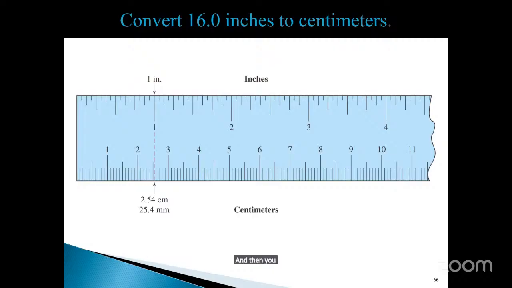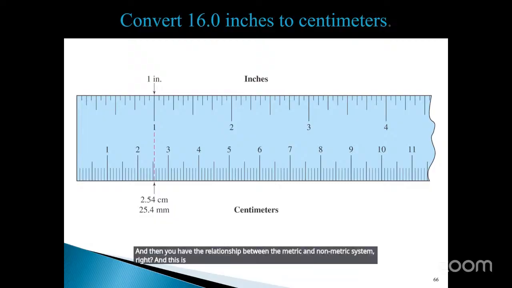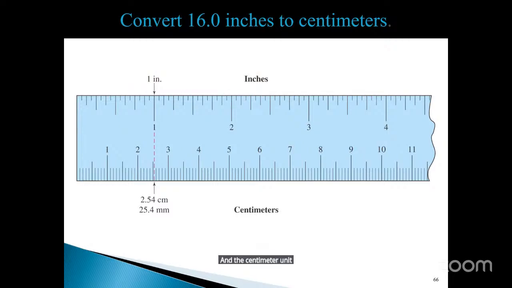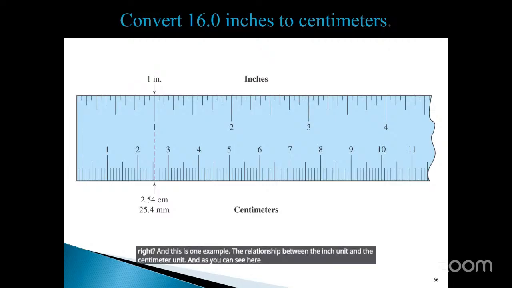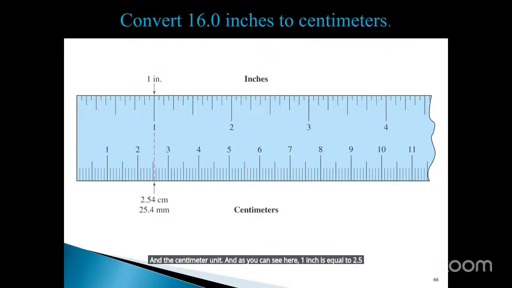And then you have the relationship between the metric and non-metric system, right? And this is one example, the relationship between the inch unit and the centimeter unit. And as you can see here, 1 inch is equal to 2.54 centimeters. And that is by definition, right? That's a defined relationship between the inch unit and the centimeter unit. So basically, we're going to use that information to answer this question. The question says convert 16.0 inches to centimeters.